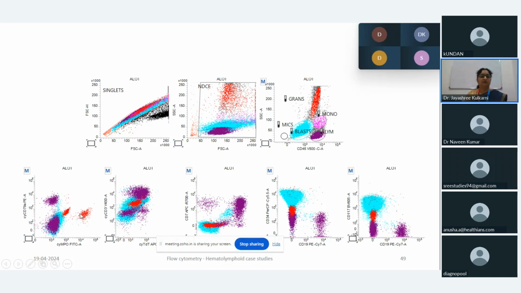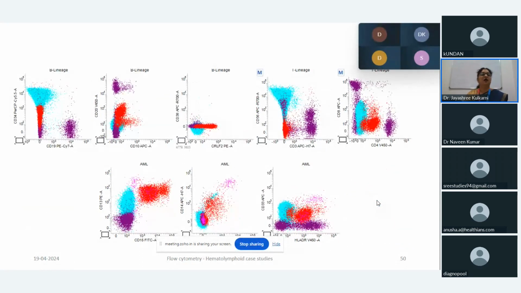Now let us look at the lineage markers. MPO is not there, 79 is not there, so your B is not there, your MPO is also not there, your cyto-CD3 is negative, your 7 is negative, but you have your immaturity marker. So you know they are 34 positive, they are immature cells, they are your abnormal population, but they are also showing your 117. So this is just like your AML M0 case till now, right?